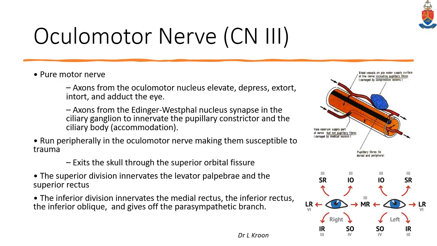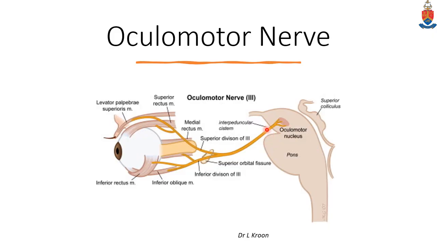Beyond these eye muscles, it also sends fibers to the levator palpebrae, which will raise the eyelid. Then as the third nerve exits the skull through the superior orbital fissure, it divides into the superior branch, which goes to the levator palpebrae muscle, as well as the superior rectus, which elevates the eye. And then the inferior division innervates the remainder of the muscles of the eye, and that also gives us the parasympathetic branch that innervates the pupillary constrictor.